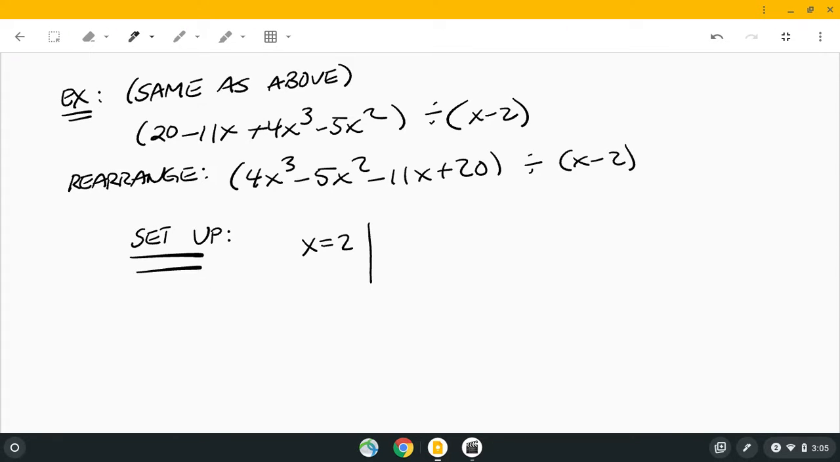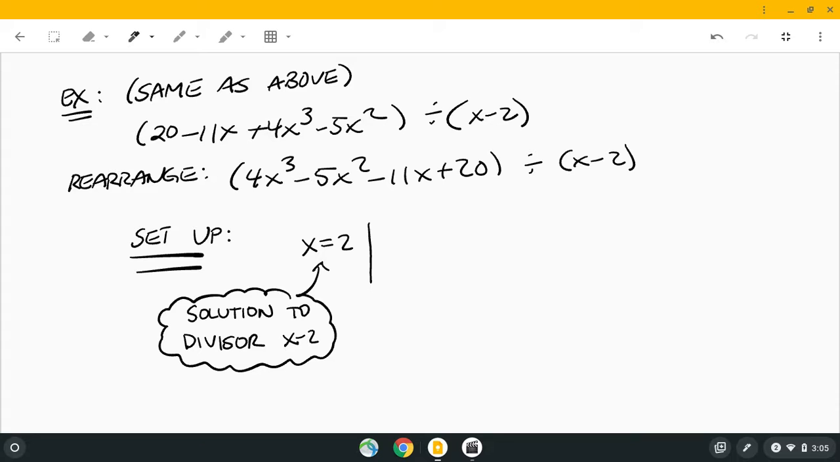so here, let me go ahead and write that down here. So this would be the solution to the divisor, the thing you're dividing by, and that was x minus 2. Okay, so if you have x minus 2, and you solve this, x minus 2 equals 0, right? And then you add 2 to both sides, so x equals 2. Okay, so that's what we put on the left side, x equals 2.